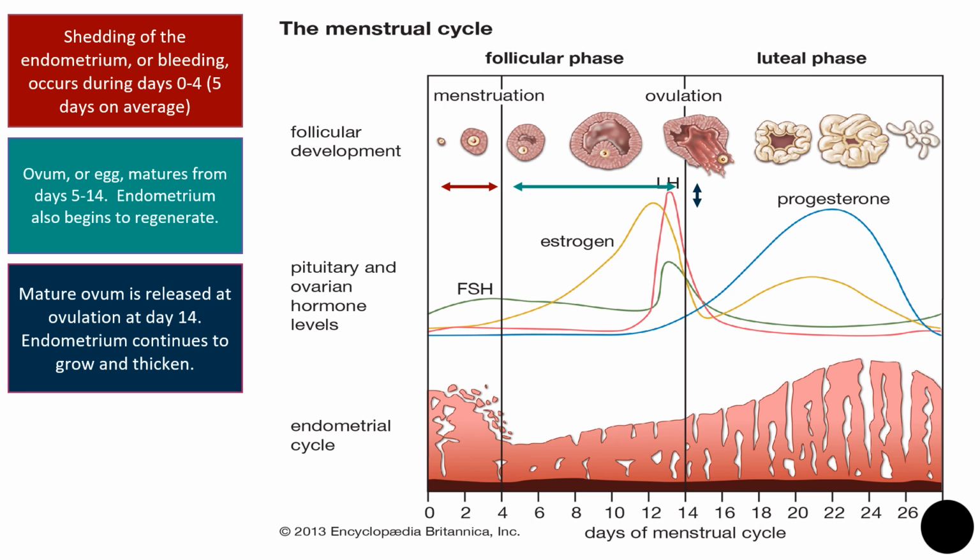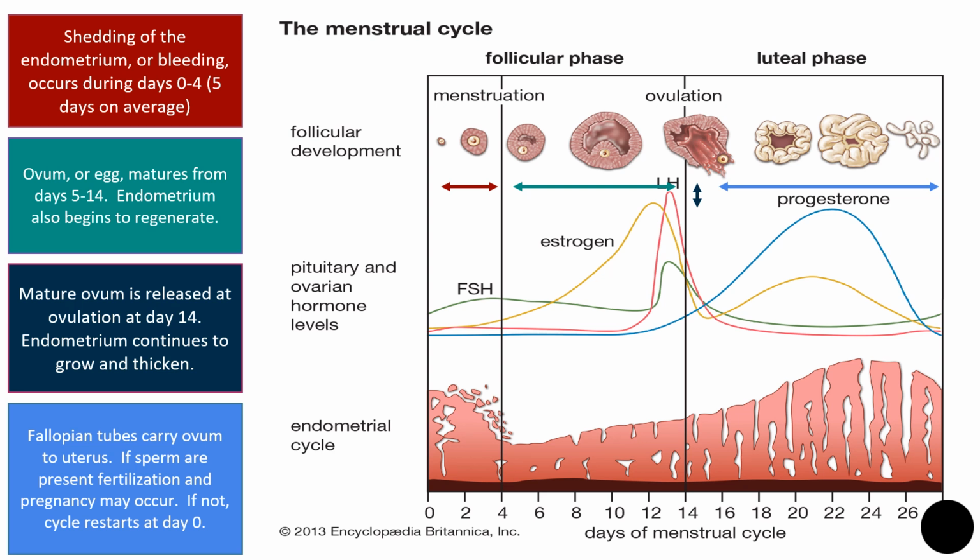The endometrium is going to continue to grow and thicken during this time as well. And you can see over here on this graph how our hormone levels of FSH, estrogen, and progesterone are all changing over the course of the cycle. Lastly, fallopian tubes are going to carry that ovum to the uterus. If sperm are present, fertilization and pregnancy can occur. If not, the cycle is going to restart to day 0.